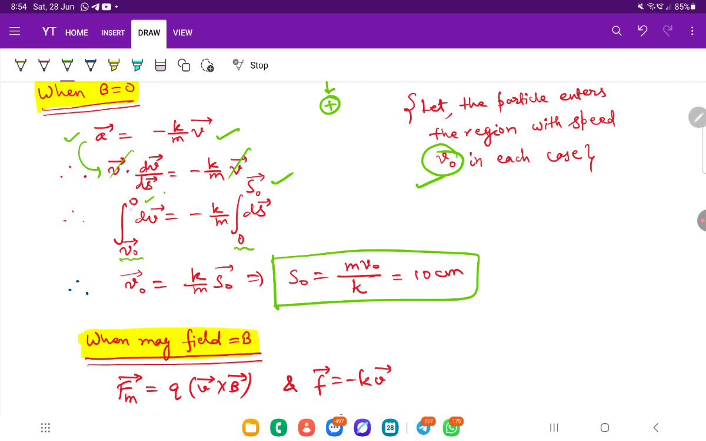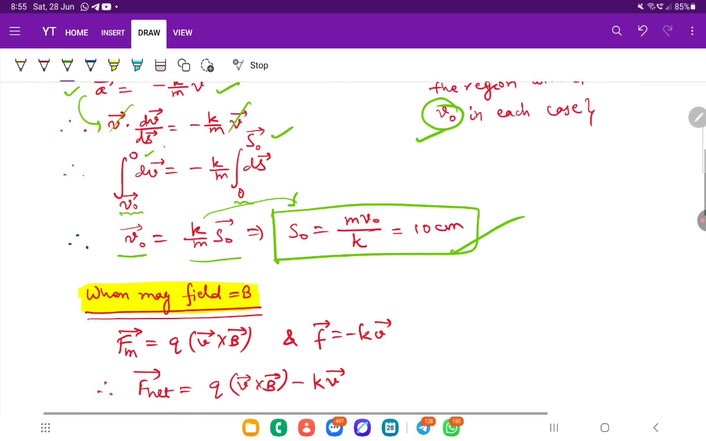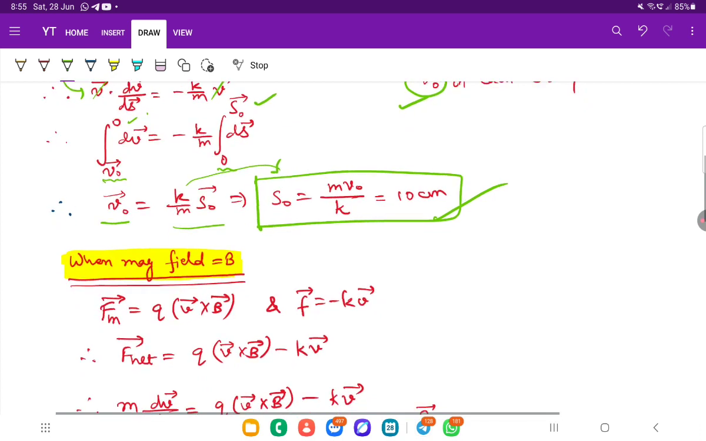So after integrating, there will be a minus v0 on the left hand side and a minus sign on the right hand side as well, so I have cancelled both and directly written v0 as k by m times s0. Now taking only the magnitude, we erase the bar from both sides. From a vector equation we have shifted to a scalar equation, that is s0 equals m v0 upon k, and this is given as 10 centimeters. So it's the basic part, and I hope it's clear.